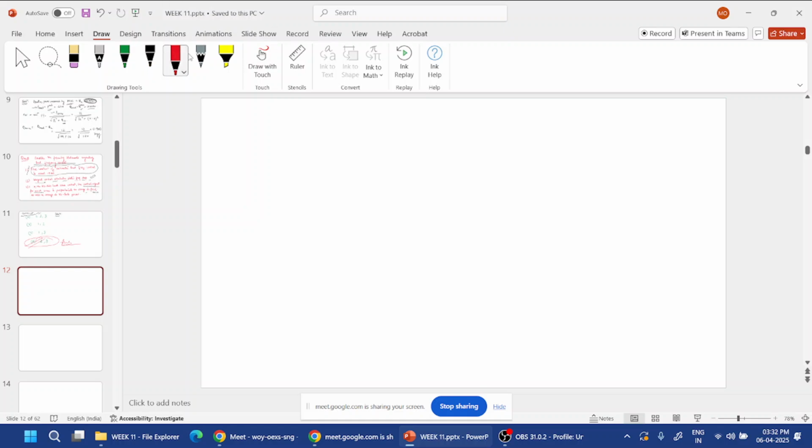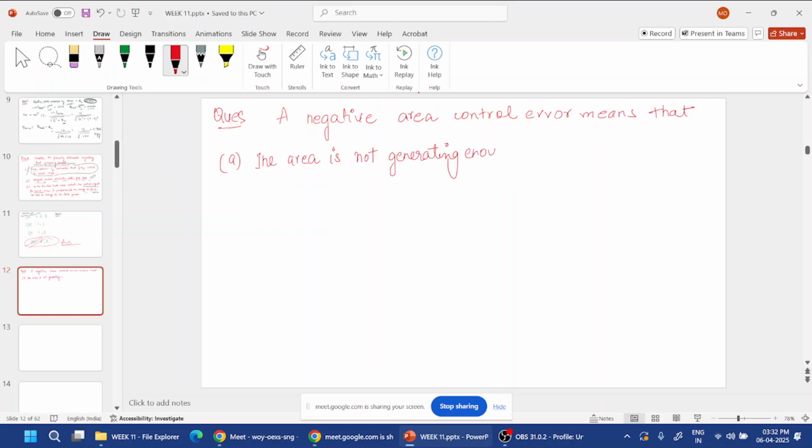A negative area control error means that the area is not generating enough power to send the desired amount out of that area.